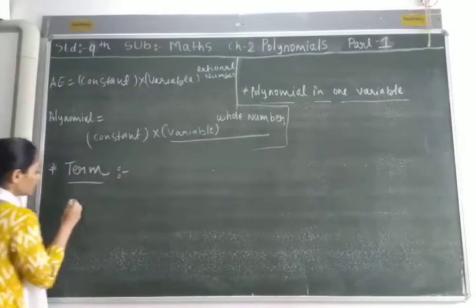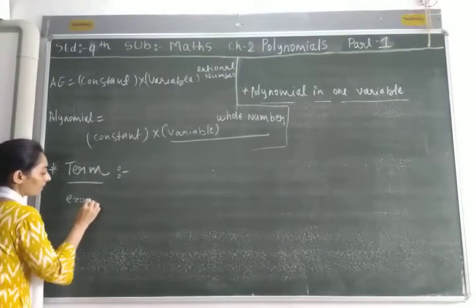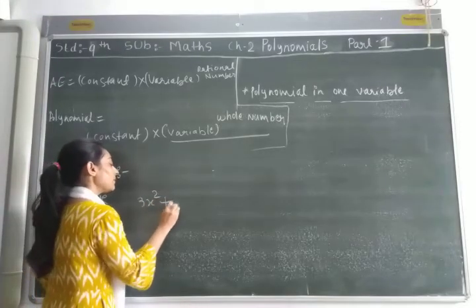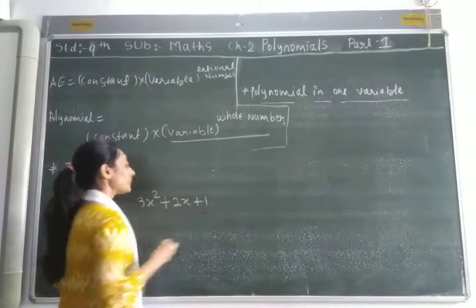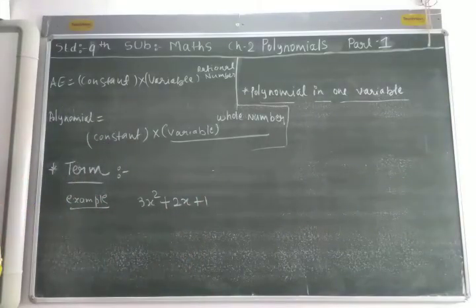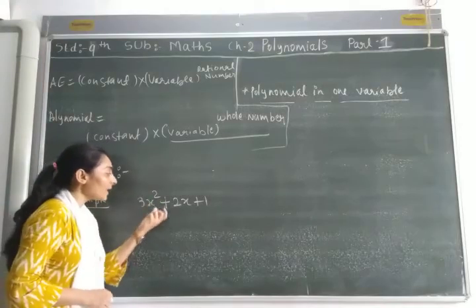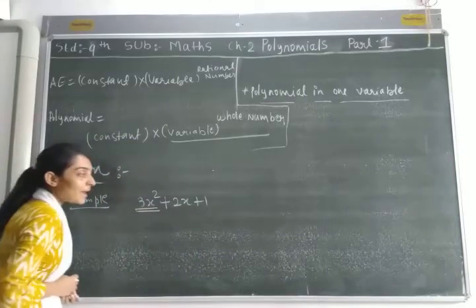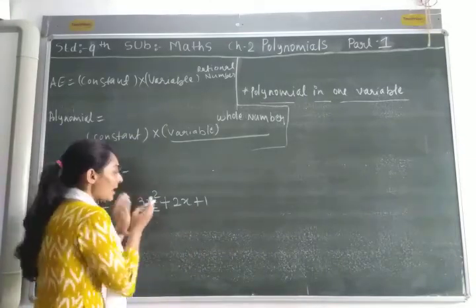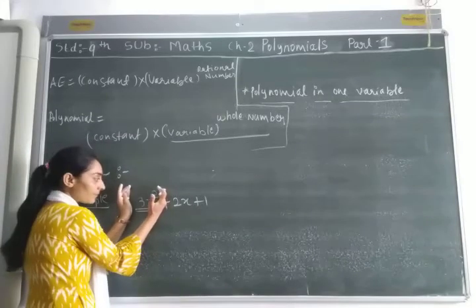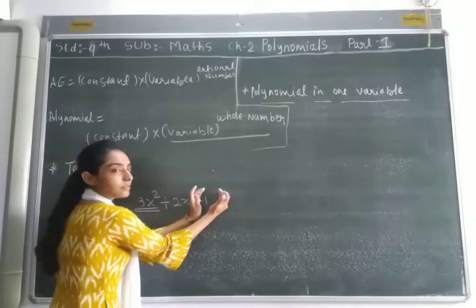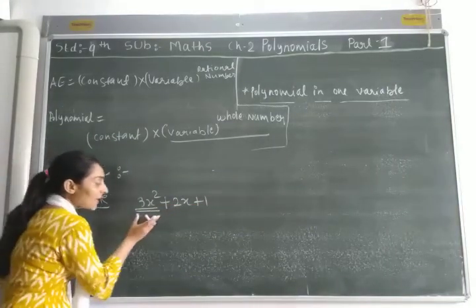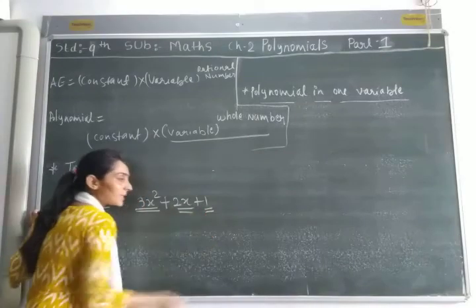For example, 3x square plus 2x plus 1. Now look over here: 3x square, 2x and 1. I'm just combining 3 and x square, and I'm getting a first term, second term and third term over here. So how many terms are there? We can say there are 3 terms.